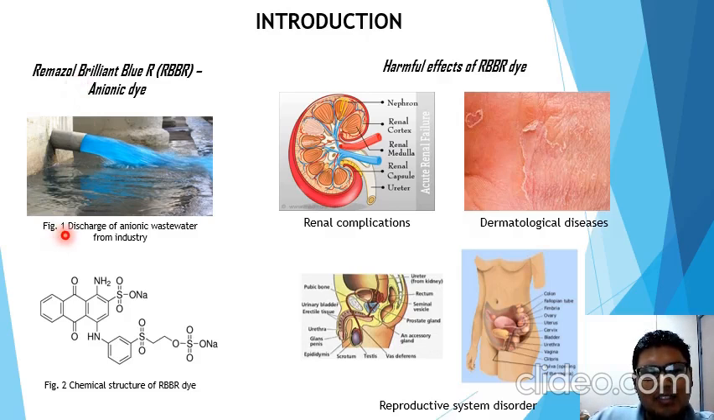Figure 1 shows the discharge of the anionic wastewater from the industry, and Figure 2 shows the chemical structure of the RBBR dye. Due to the improper treatment of wastewater, dyes make their way into the environment, and once they enter the environment, they can cause harmful effects toward humans and animals. Upon contact with humans, RBBR dye can cause severe effects such as renal complication, dermatological diseases, and reproductive system disorder.